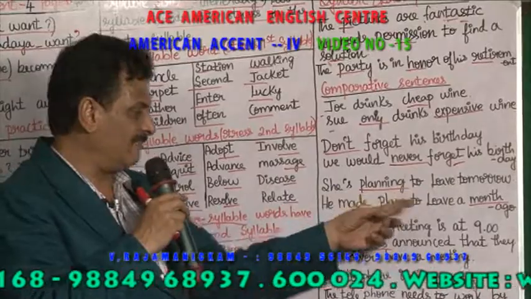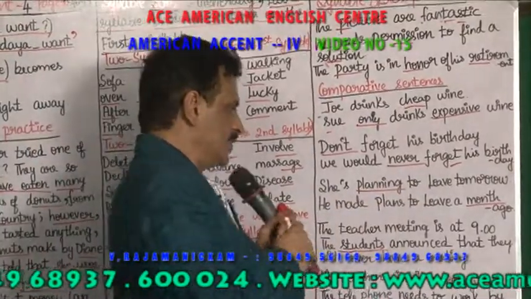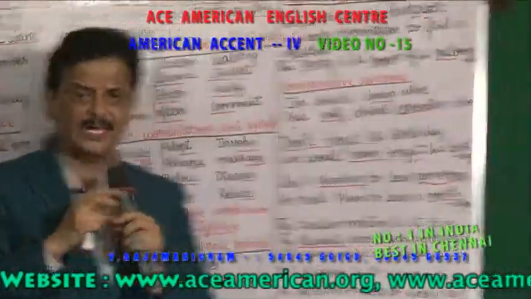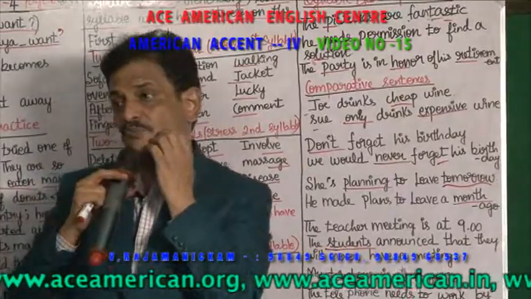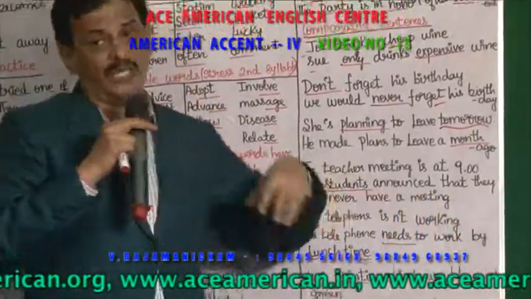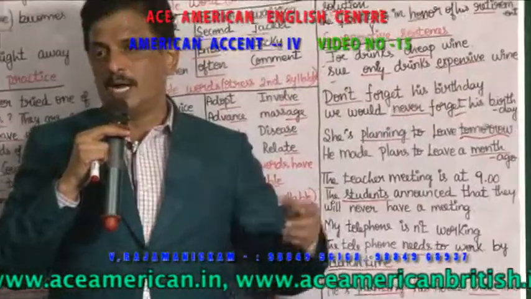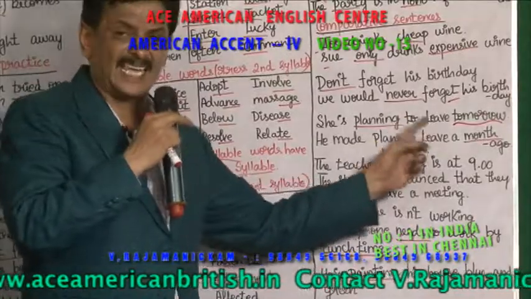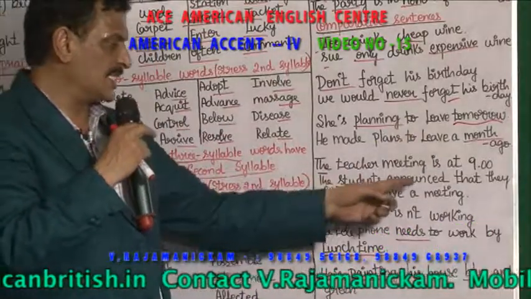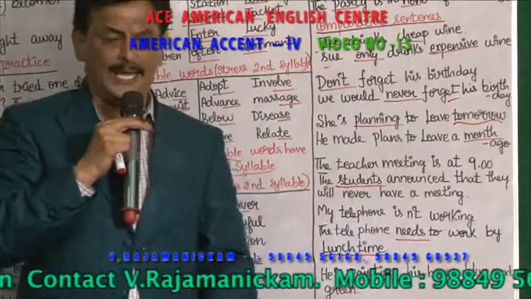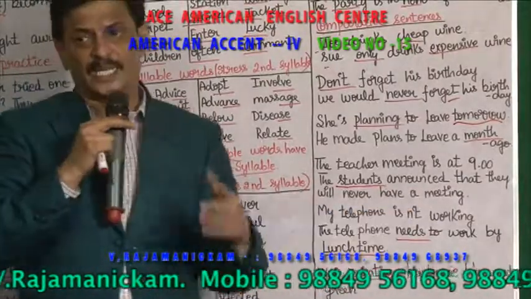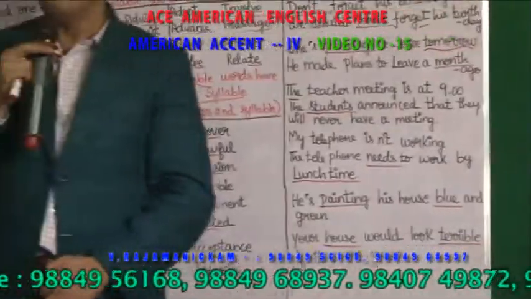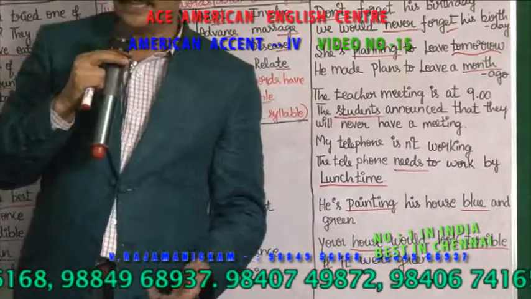She's planning to leave tomorrow. இங்கே எது கான்ட்ராஸ்ட் பார்த்தீங்கன்னா tomorrow, months ago. He made plans to leave a month ago. She is planning to leave tomorrow. He made plans to leave a month ago. So அவன் வந்து நாளைக்கு போறான், இவ வந்து ஒரு மந்த்துக்கு முன்னாடியே போயிடுறா. The teacher meeting is at 9. 9 மணிக்கு மீட்டிங். The students announce that they will never have a meeting. My telephone isn't working. என்னுடைய டெலிஃபோன் ஒர்க் ஆகிறதில்ல. The telephone needs to work by lunch time. மதிய நேரத்துக்குள்ள அந்த டெலிஃபோன் சரி செய்யப்பட வேண்டும்.